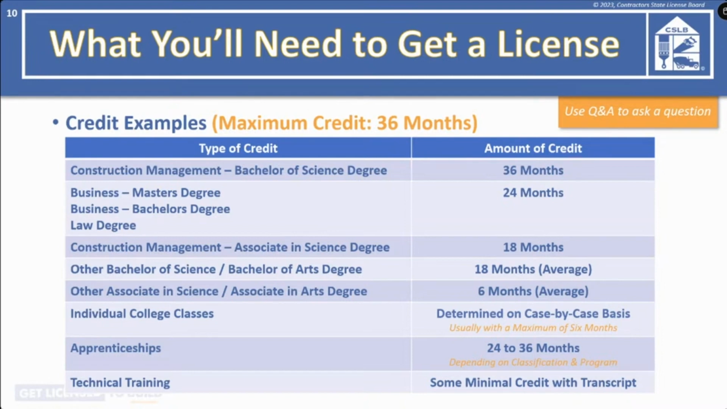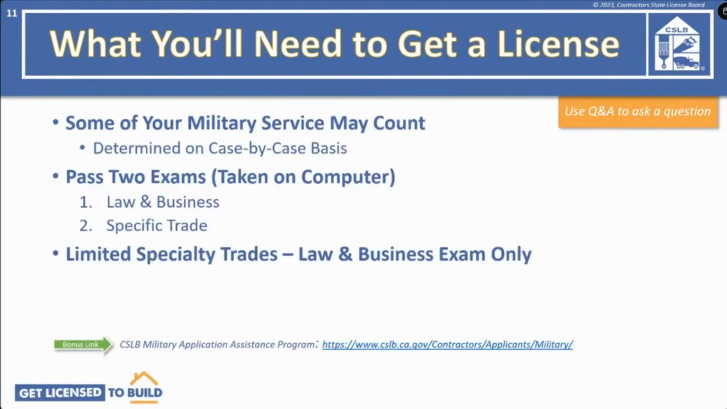If you have transcripts for other technical training you've taken, you might be able to get some minimal credit as well. Again, don't use your education credits to try and squeak by the 4 years or 48 months requirement. If you served in the military, some of that service might count as well. On the bottom of the page, you'll see a bonus link to our CSLB Military Application Assistance Program where you can learn more.